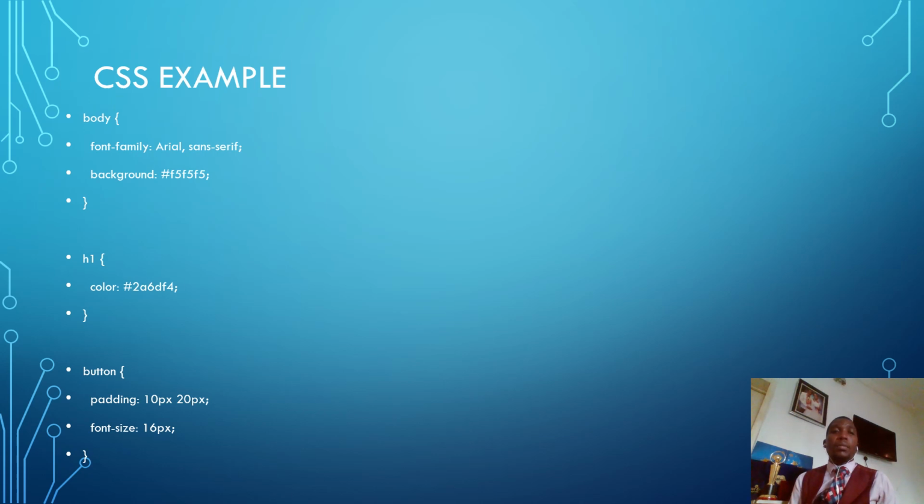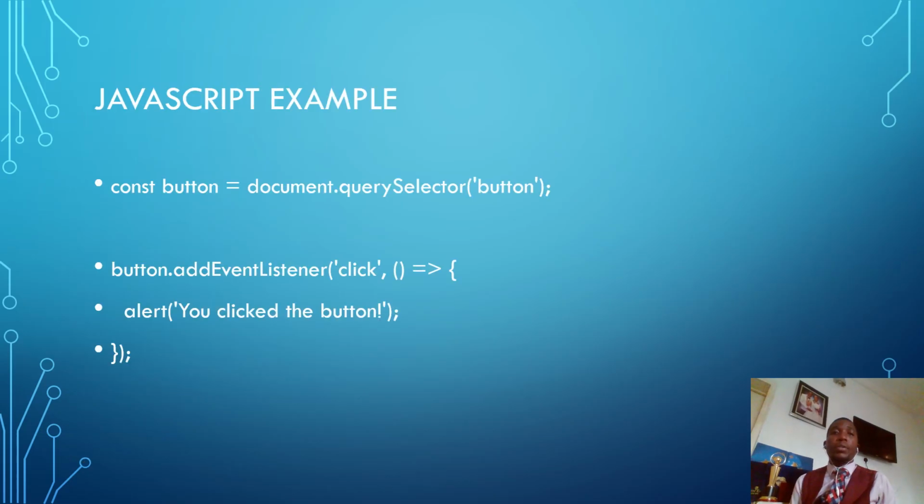That is for the body. Then for your header, you have a different color. Then for your button, you have padding. You have your font size, because when you say click me, what font size do you want it to have? Then your JavaScript, that is the action.